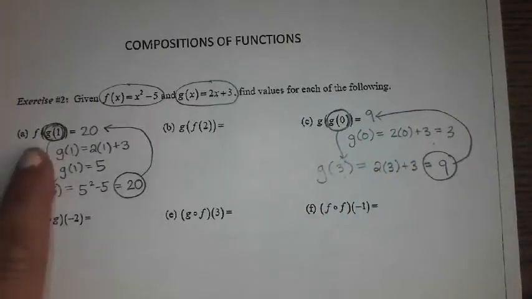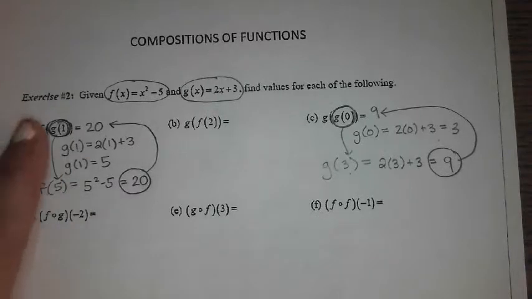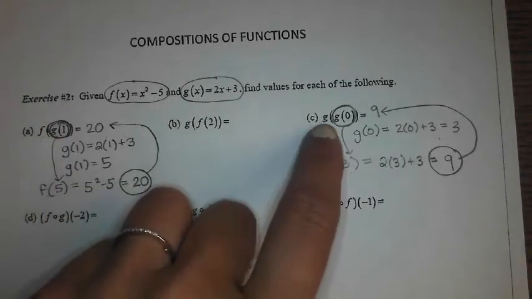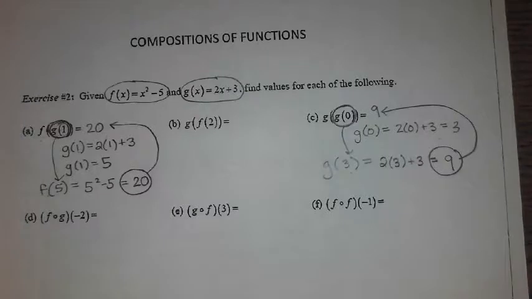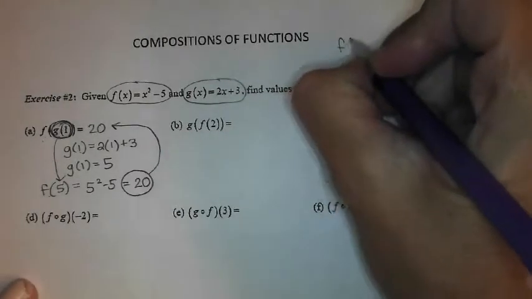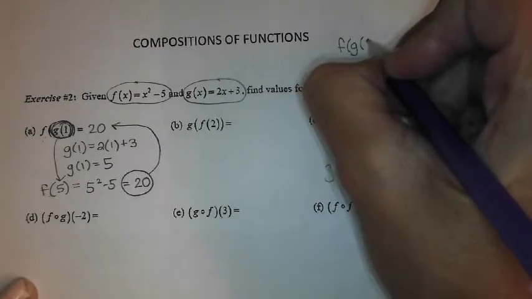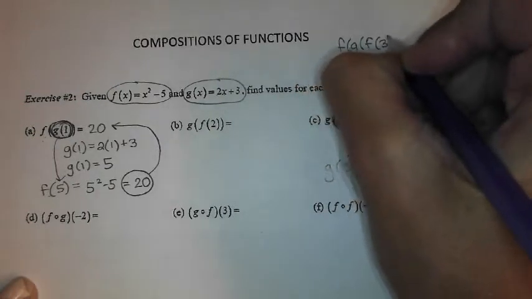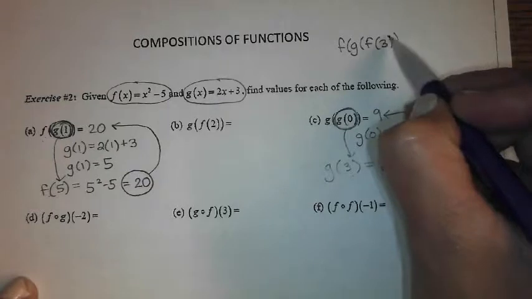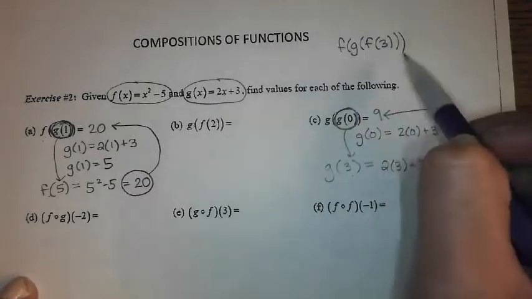So the first example we did kind of did a composition with 2 different functions. You can also, clearly in C, do a composition of the same function twice. You plug in 0, see what you get, and then plug that number in, see what you get. You can also do 3 compositions. I could do f of g of f of 3.